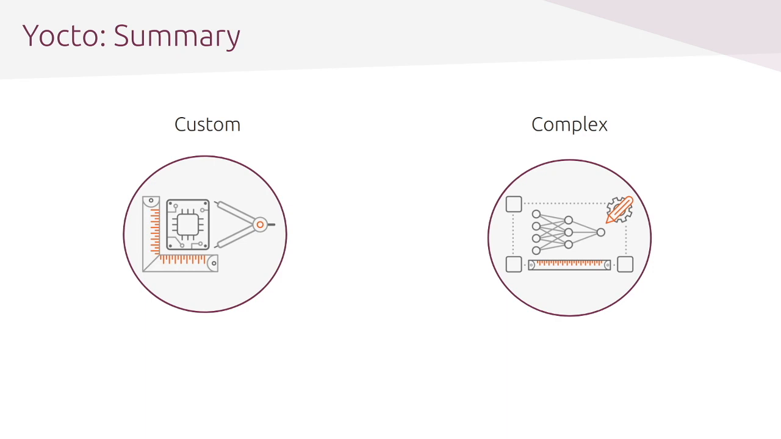So to start, this is I think a good overview of Yocto, and now I want to switch to Ubuntu Core and then circle back to the differences between the two.